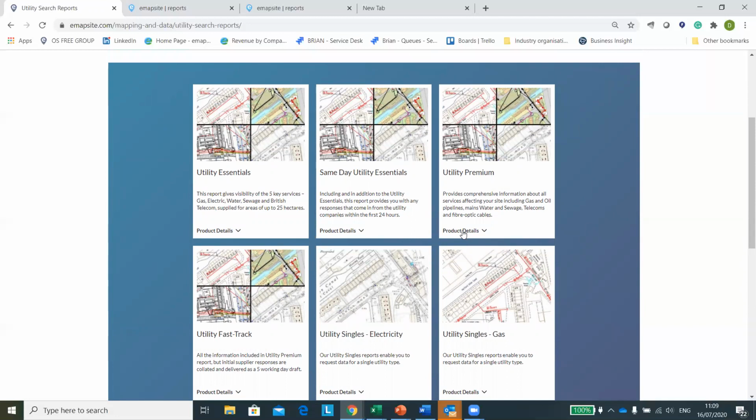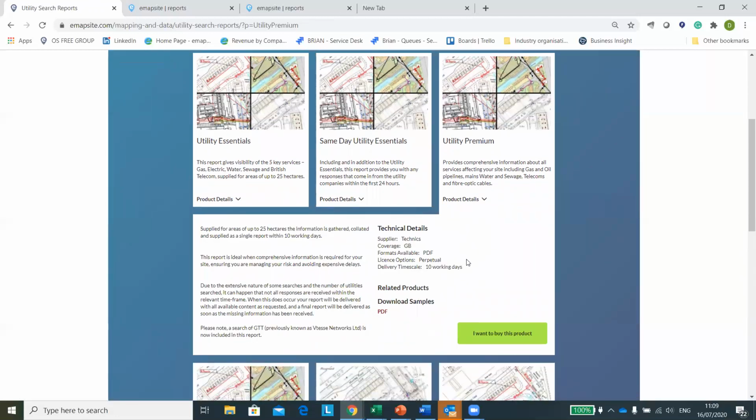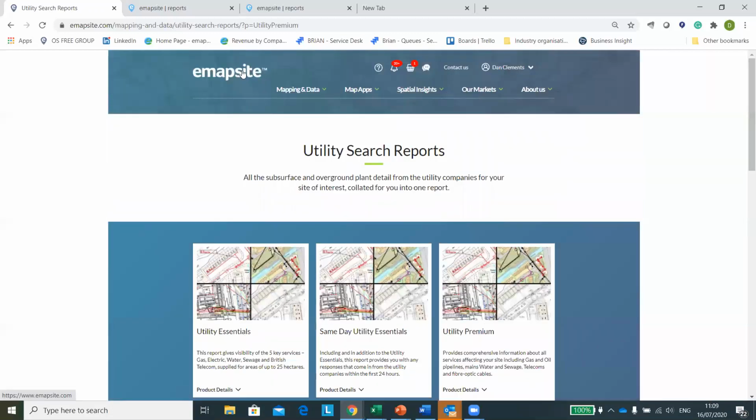If you go into any one of these product cards, before you even buy the version that you need, there's a PDF sample on each of these pages, so you can actually see the full content of what that report includes. But how do you actually order these reports?